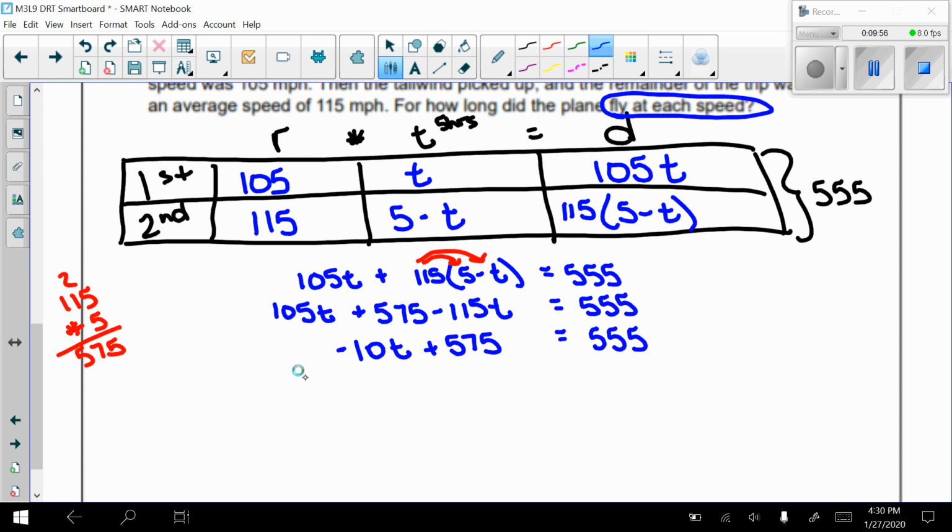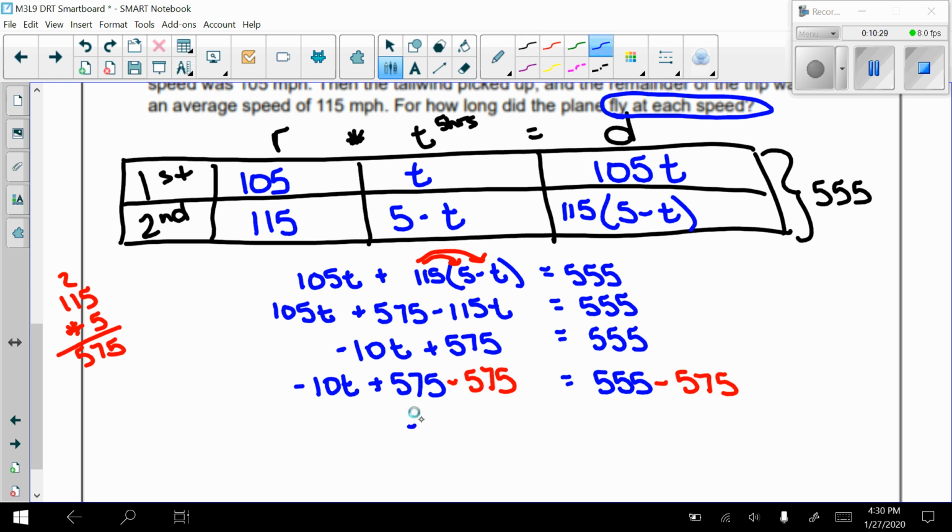So what is our constant? It's 575. So negative 10t plus 575 minus 575 equals 555 minus 575. Remember, property of equality. If we start equal and we do something to one side, we must do it to the other side to remain equal.